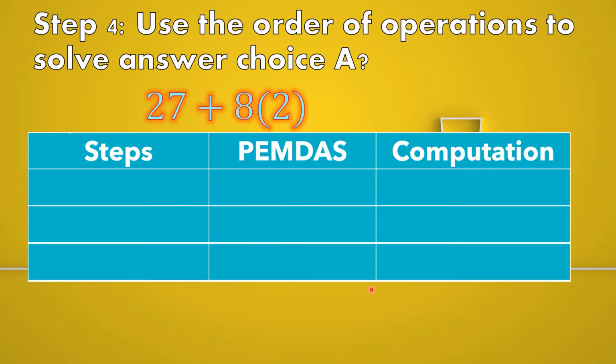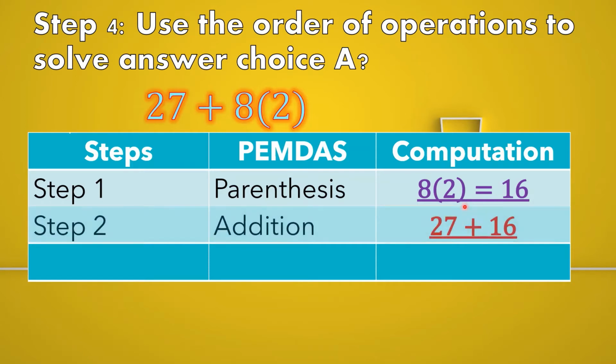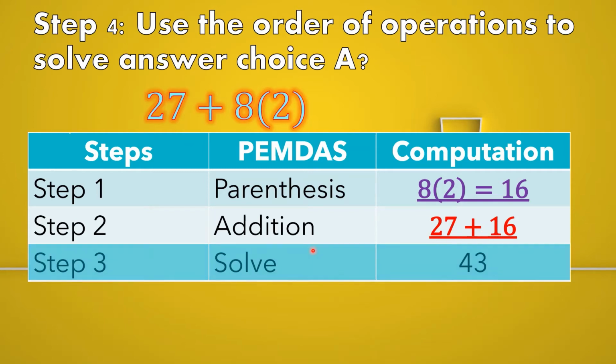Use the order of operations to solve answer choice A. We have to go through and solve each answer choice to find out which one is equivalent to 43. The first thing we will do is work the parentheses, which also means multiplication. Whenever we have a parenthesis with a number directly beside it, it means to multiply. So 8 times 2 equals 16. Next operation we have is an addition. 27 plus 16 gives us 43.